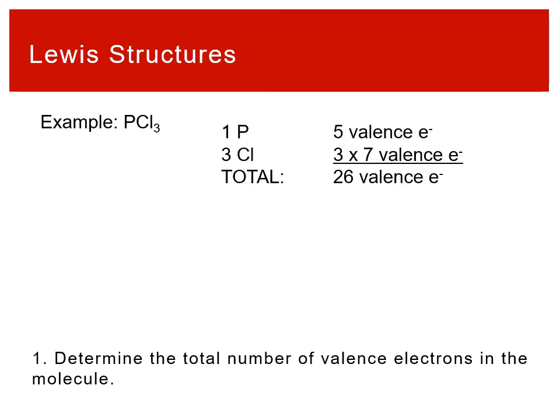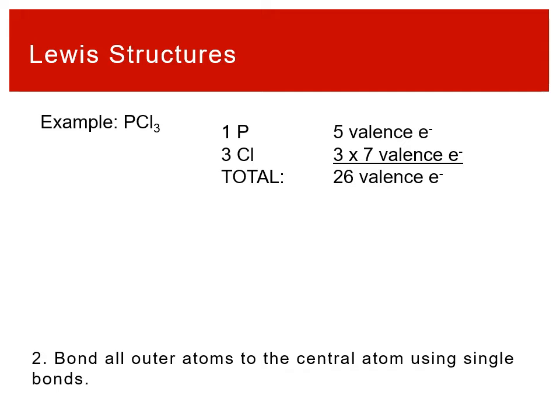So I have 1 phosphorus, that's 5 valence electrons. I have 3 chlorines. Each one brings in 7 valence electrons, for a total of 26 valence electrons. Now I know right away that at the end of the day, I better use 26 valence electrons. So I want to bond all outer atoms to the central atom using single bonds.